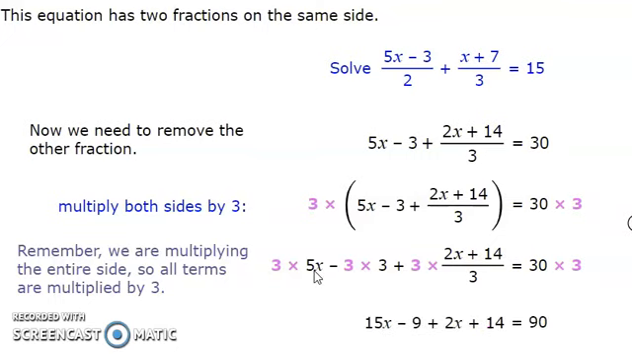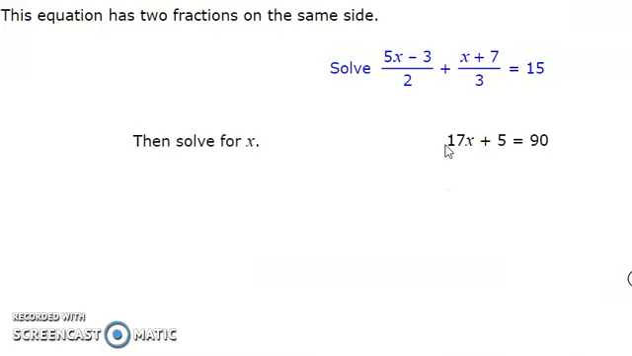So you can see 5 times 3 is 15x. Minus 3 times 3 is minus 9. And this and 3 get cancelled. So you are left with 2x plus 14, as written here. And this side it is 90. On further solving, 15x plus 2x is 17x, and 14 minus 9 is plus 5, equal to 90. So 17x plus 5 is 90.